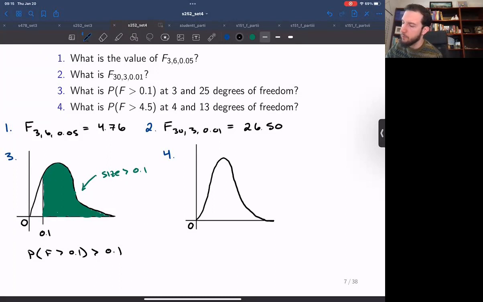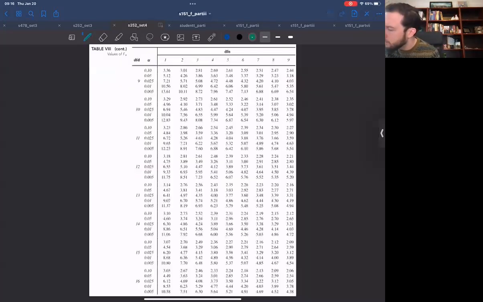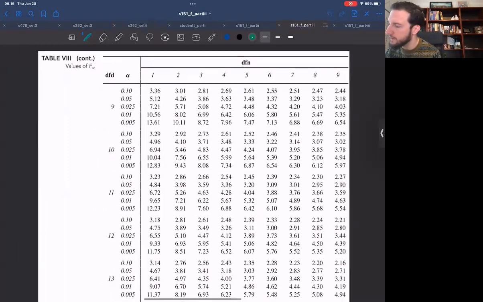Okay, in the second example, we want to know the probability that F is bigger than 4.5 at 4 and 13 degrees of freedom. All right, so let's say 4.5 is right about here. We want this green shaded part here. So we go back to our F tables. We're looking for 4 and 13.